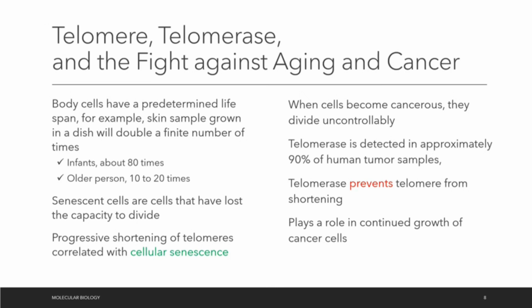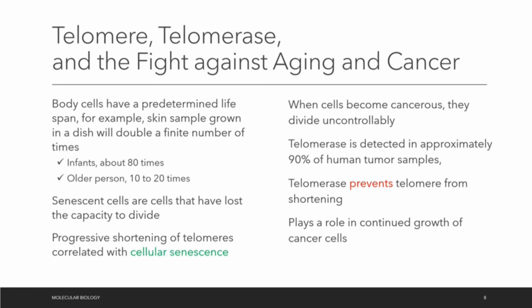And this is essentially what happens with a lot of the cancer cells as well. When cells become cancerous, they also divide uncontrollably. And research is done on the telomerase expression in these cells, and it is found that telomerase is actually detected in about 90% of human tumor samples. And why is it so? Because the telomerase actually prevents the telomere from shortening, and therefore allows the cancer cells to grow and to divide indefinitely. So telomerase also plays a role in the continuous growth of cancer cells.